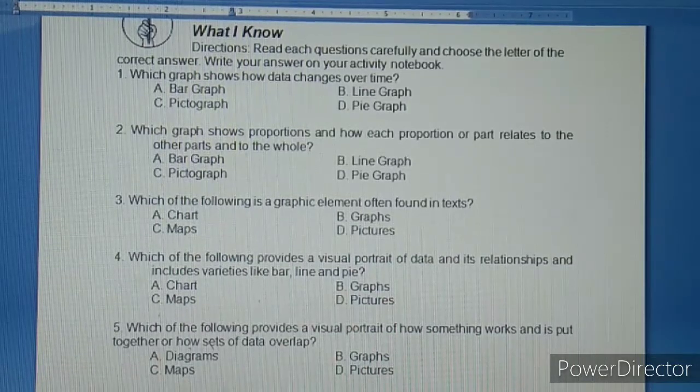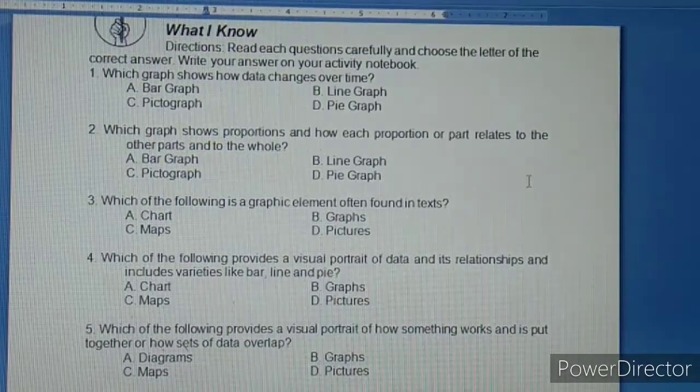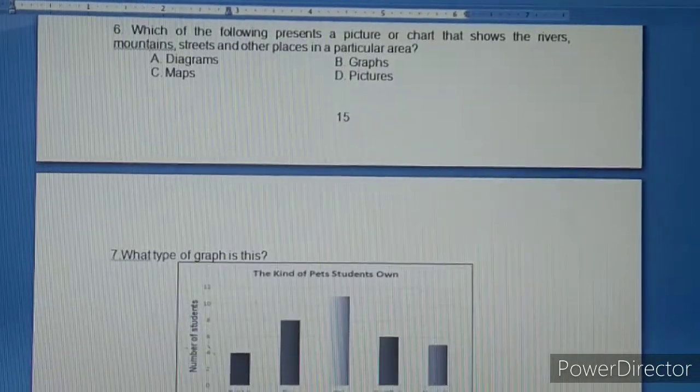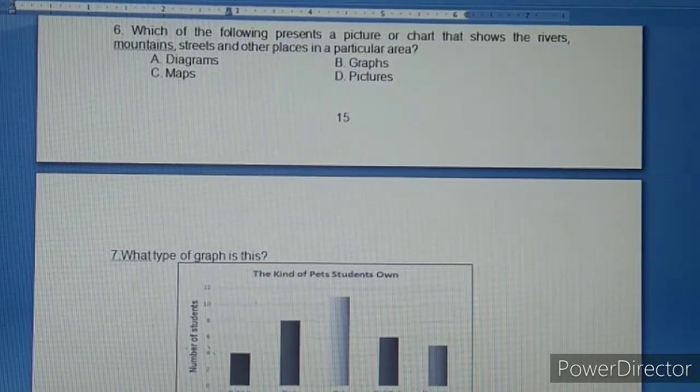Now let's move on to number 5. Which of the following provides a visual portrait of how something works and is put together or how sets of data overlap? A. Diagrams. B. Graphs. C. Maps. D. Pictures. The correct answer for number 5, B. Graphs.